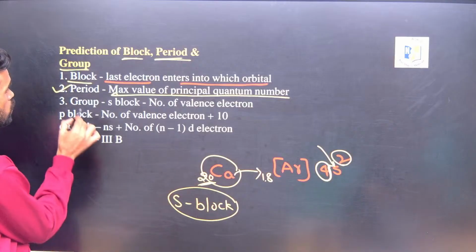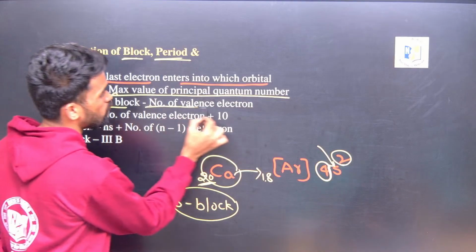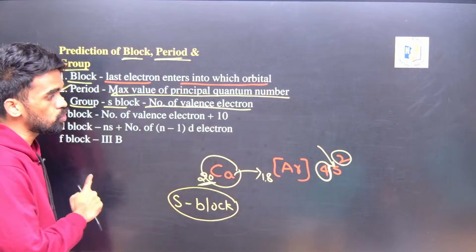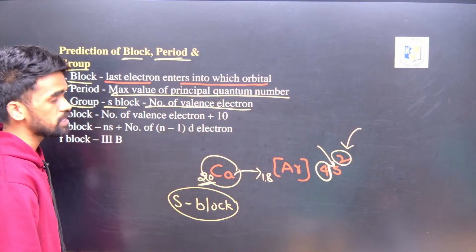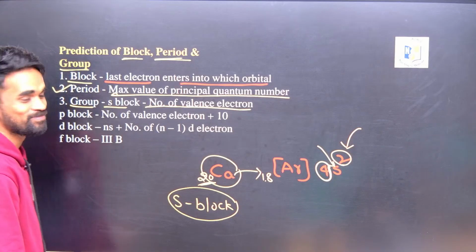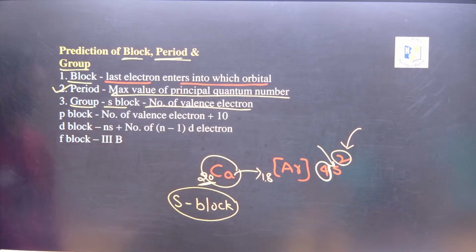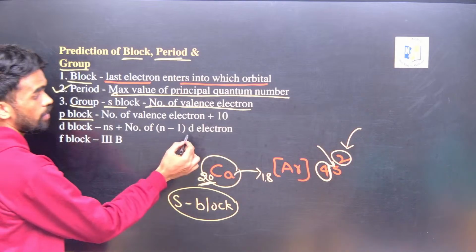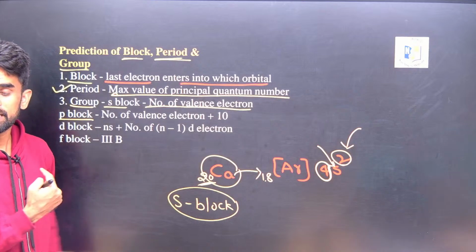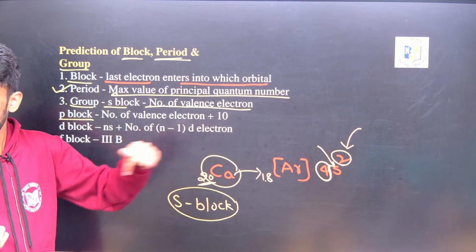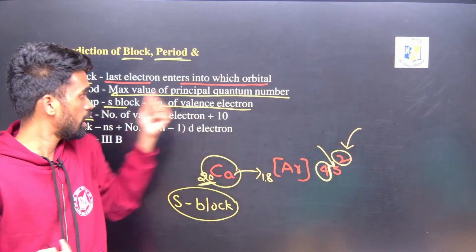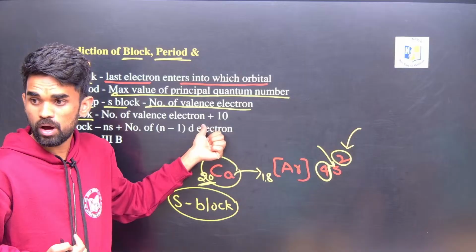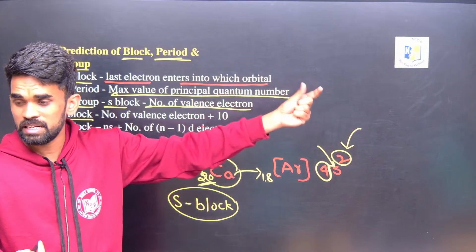Okay, next, group. S block: number of valence electrons. So for the group number, how many valence electrons do we have? 2. So it is a second group element. Okay, so for P block, the number of valence electrons plus 10. Why are we adding 10? How many D block elements are there? 10 D block elements are there. So after that we have P block. So every time an element belongs to P block, take the valence electrons and add 10.